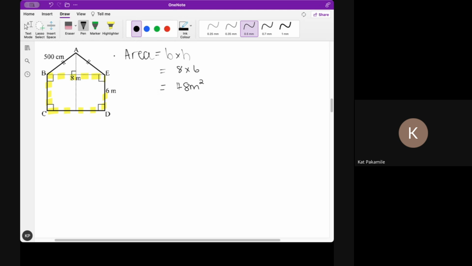Now we need to sort out the triangle. Okay. Do we have enough information to figure out the area of that triangle? What's missing? Besides the conversion, what's missing?